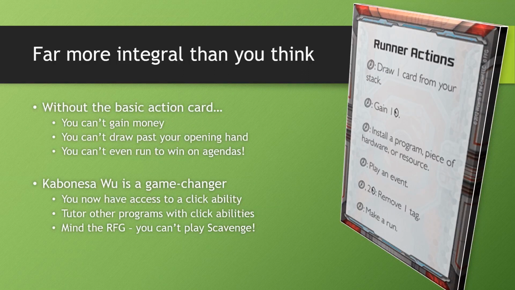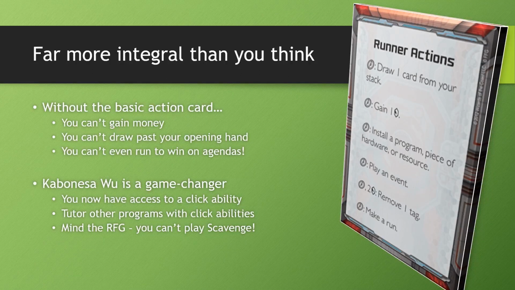tell you what you can't do if you don't have the runner action card available. You cannot click for credits, which means you cannot earn money. You can't draw past your opening hand because you can't click to draw. And you can't even play any cards from your hand because there is a click ability on the runner action card that says to install a program, a piece of hardware or resource, or to play an event. Without the runner action card, you cannot install cards, you cannot play cards, you cannot earn money, you can't draw, and you can't even win on agendas because you can't make runs. So how can you possibly play without the runner action card?